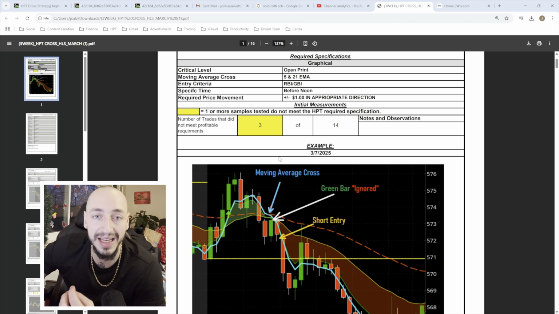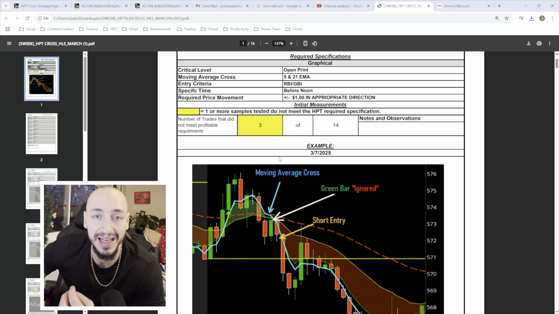Number 3, we need the RBI or the GBI entry criteria. This is paramount. This keeps you from trading bad trends in chop or traps that literally ruin your equity curve. It's paramount. It's critical. Each one of these trades happened before noon. That's 12 o'clock Eastern. And then the required price movement is $1 in the appropriate direction.